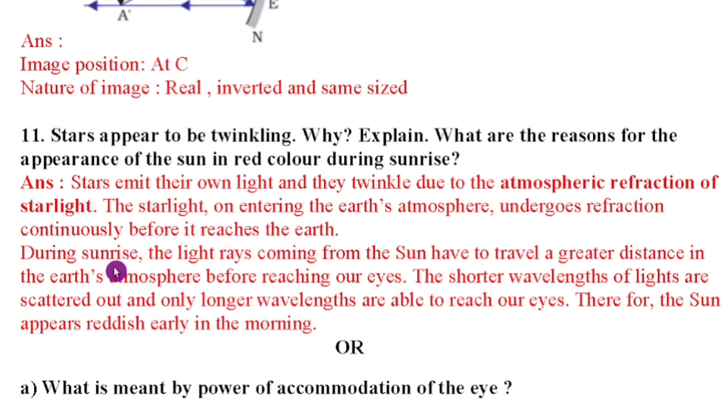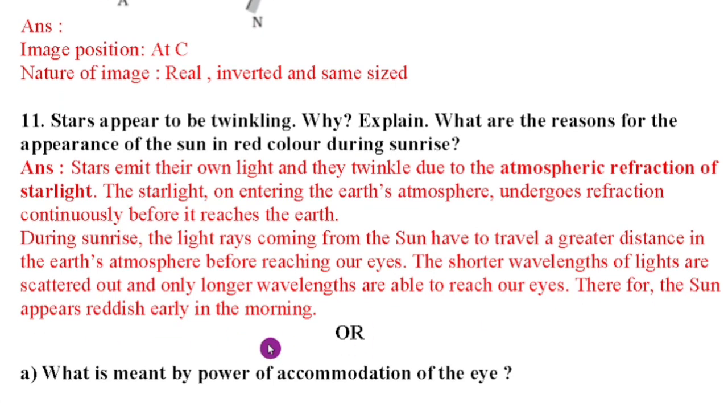During sunrise, the light rays coming from the sun have to travel a greater distance in the earth's atmosphere before reaching our eyes. So the shorter wavelengths of light are scattered out and only longer wavelengths are able to reach our eyes. Therefore, the sun appears reddish early in the morning.